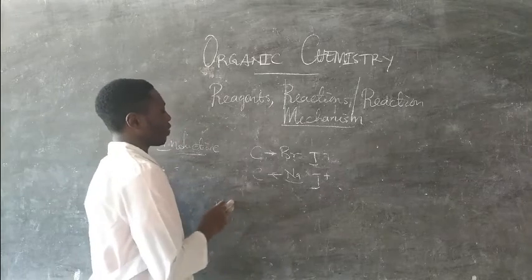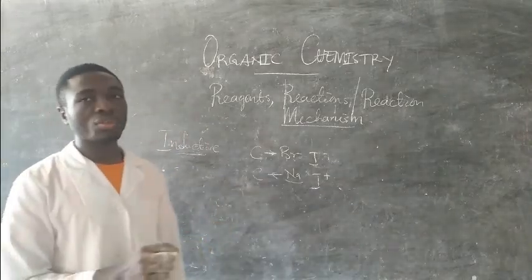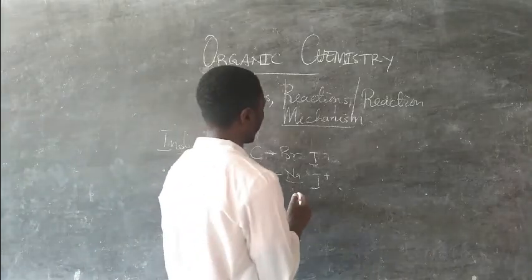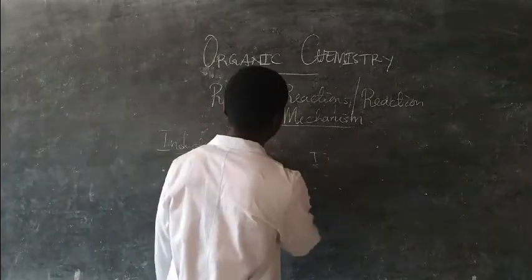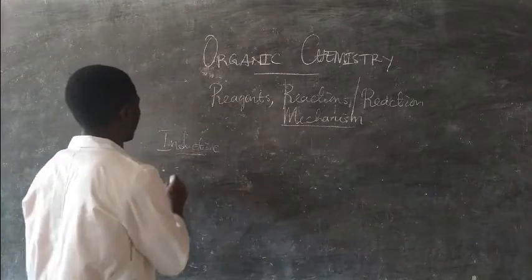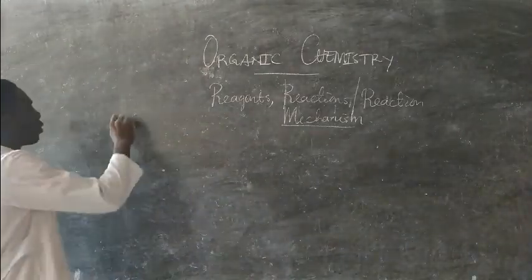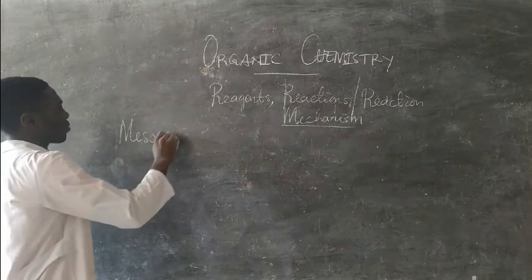So this is the ability of a group which is attached to a carbon atom to either donate or withdraw electrons. We have seen the two types, plus I and minus I effect. And then another one that we are going to discuss in detail in this lecture is what we call the mesomeric effect.